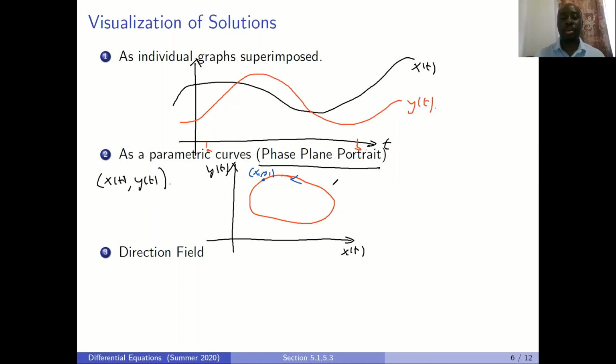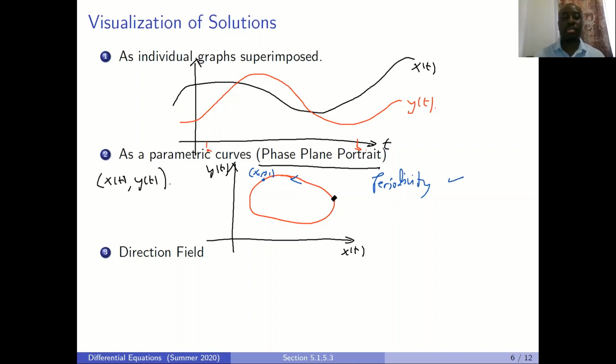Okay, so for example, if my solutions happen to lie on a closed curve, then I can get the sense that there is some periodicity present. It means that after some time, my 2 functions repeat themselves, which is the only reason why they will lie on a closed curve. And so just by looking at this phase plane portrait, you can talk about whether there's any periodic behavior.